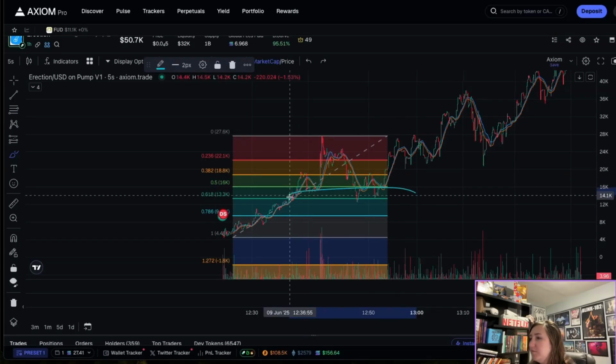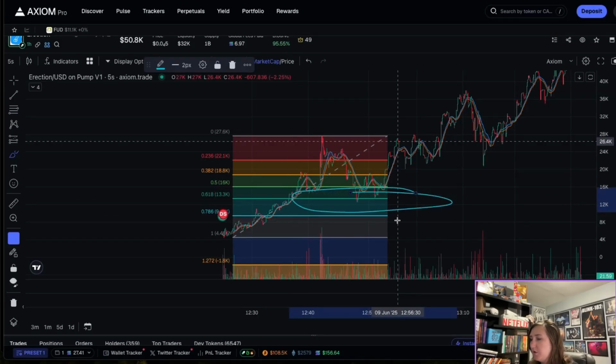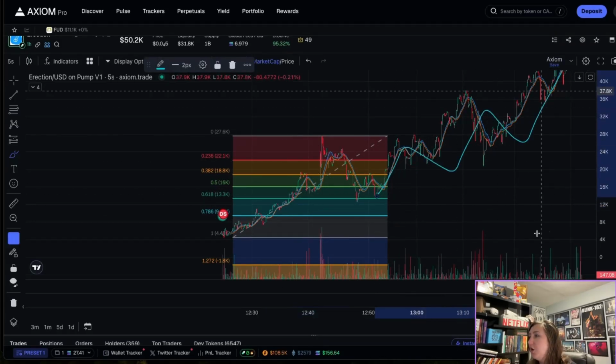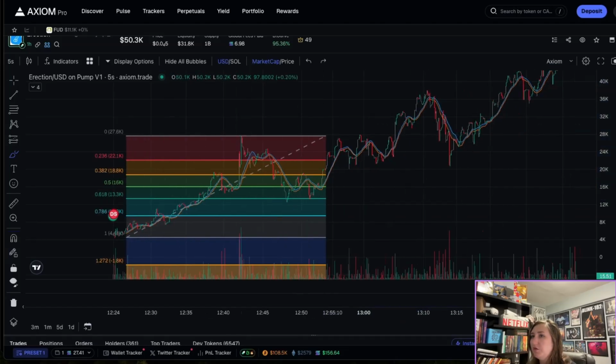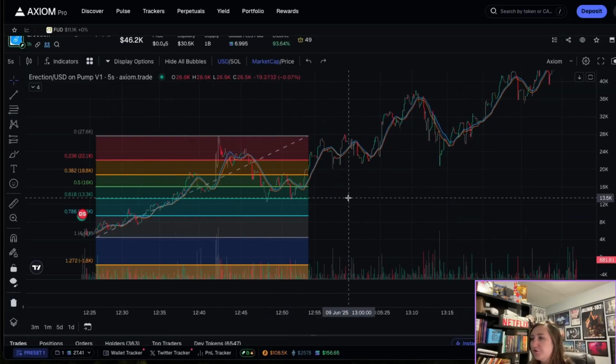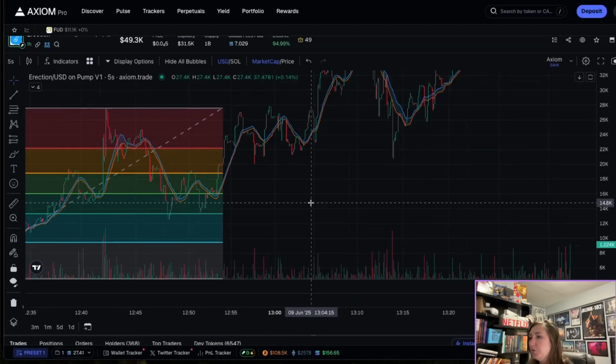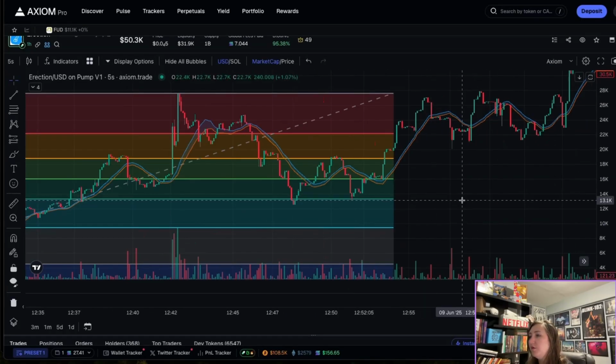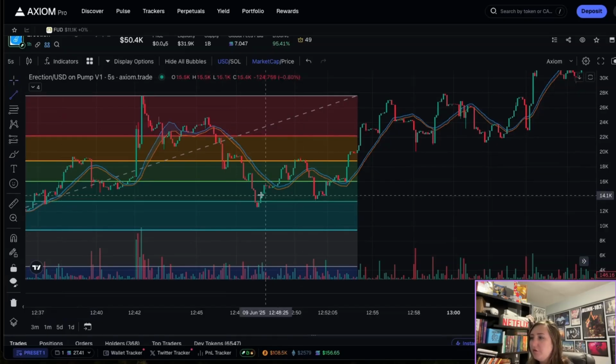But you'll notice it did come down to this 0.618 level, and then it started going up, right? So usually those are some good levels to look at. I'm looking at the 0.5, 0.618, or 0.786 for entries. So if you wanted to wait for additional confirmation, you'll see here we actually made a change of character.